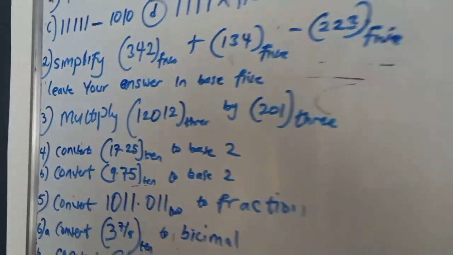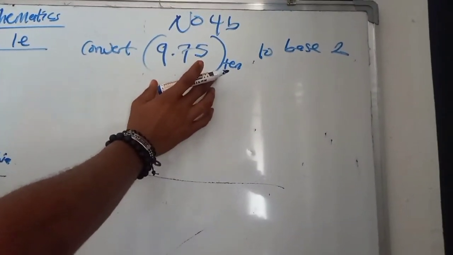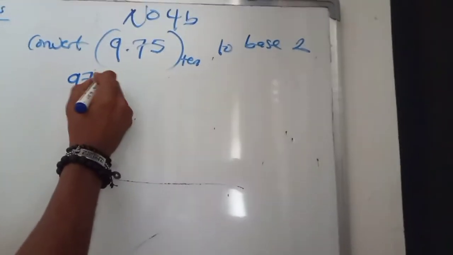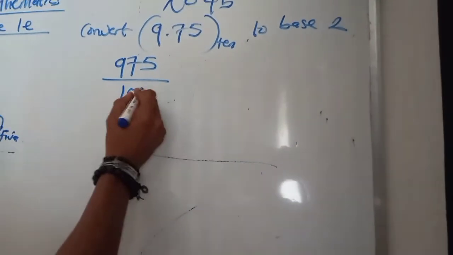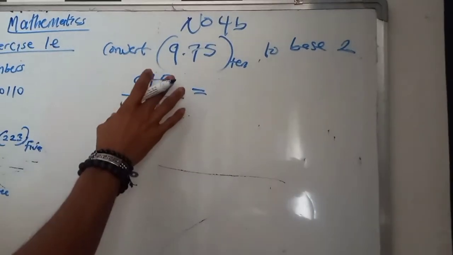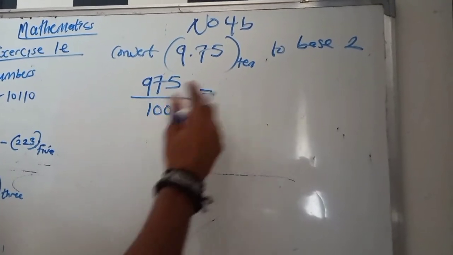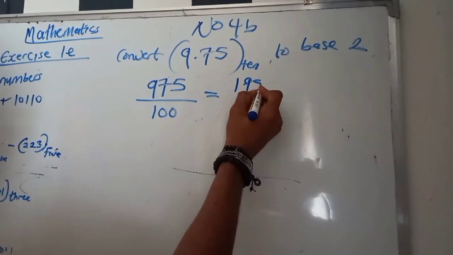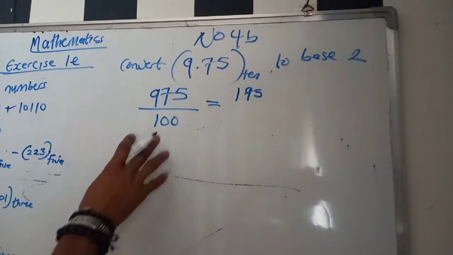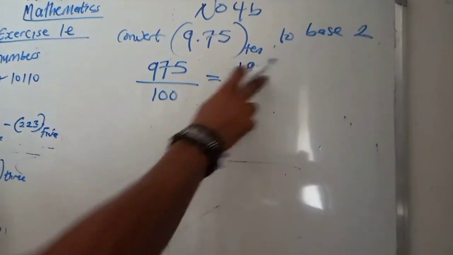To convert 9.75 base 10 to base 2, what am I going to do? First and foremost, I'm going to convert this to a fraction. And the fraction of this is what? 975 over 100. Now I've converted to fraction. What next? Now I will divide them to lowest term. 5 going into 975 is 195. And 5 going into 100 is 20 times.